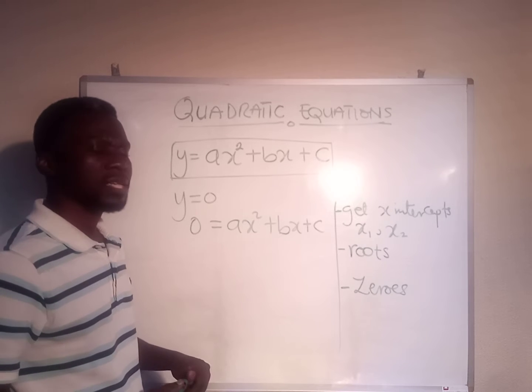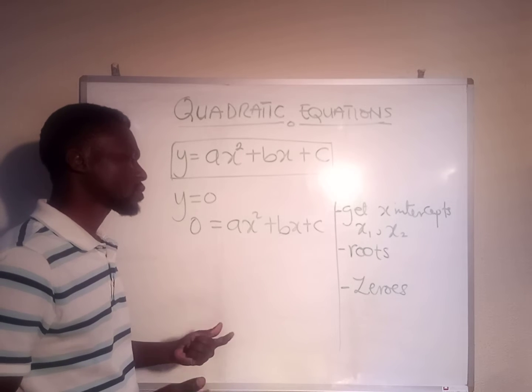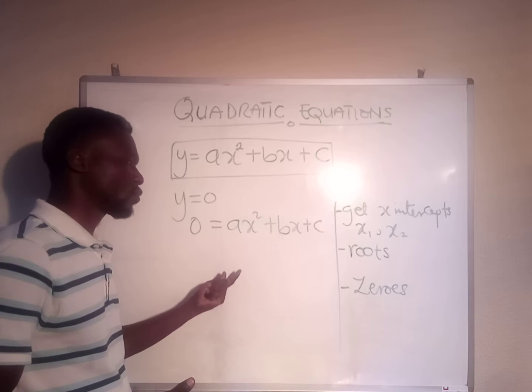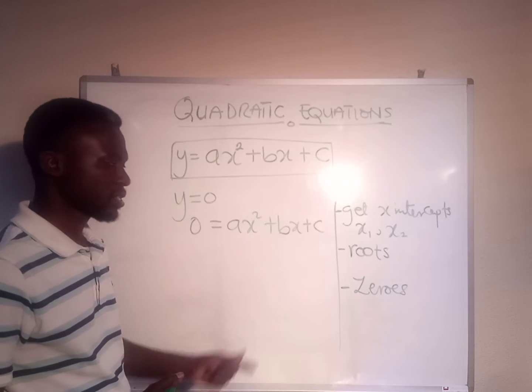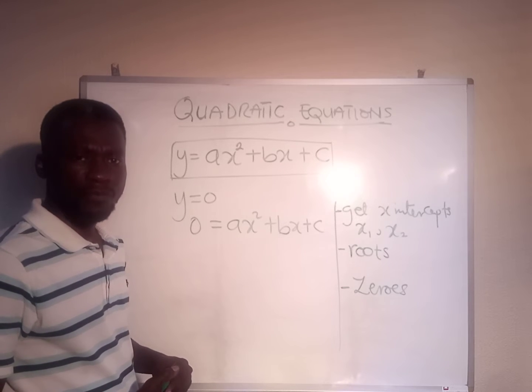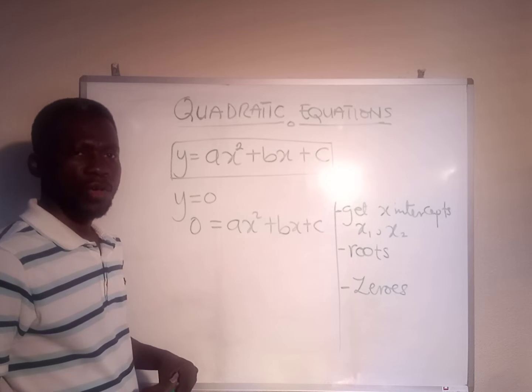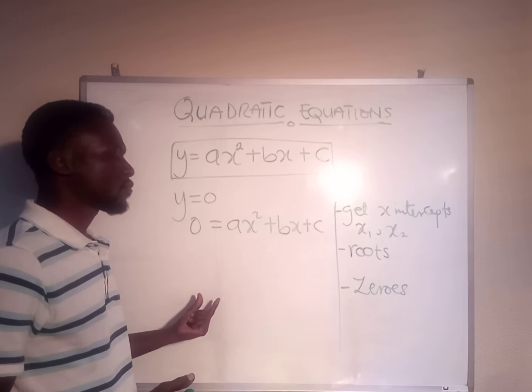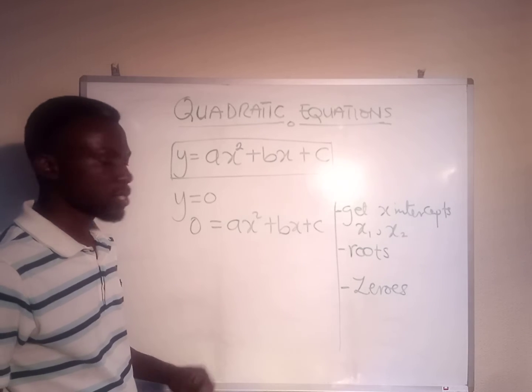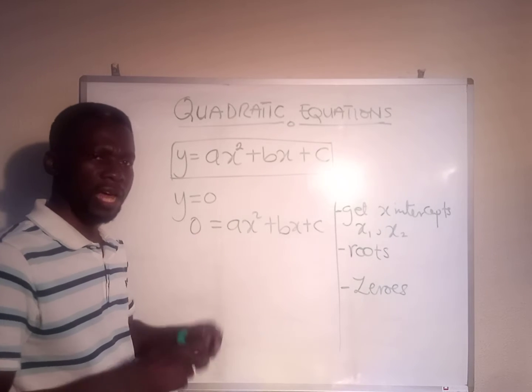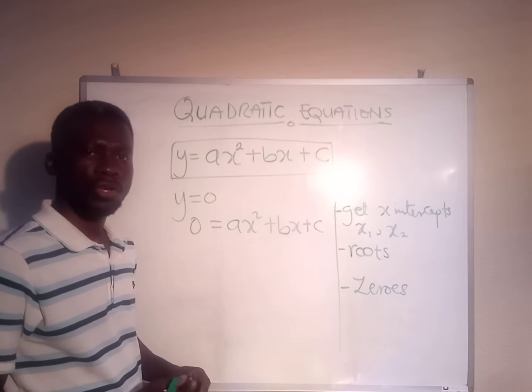So when an equation asks you to find the zeros of that equation, and that equation is a quadratic equation, it means you should find the x-intercepts. Or when a question says that you should find the roots of the equation, it means solve the equation and get the answers. The answers that you get are the roots.